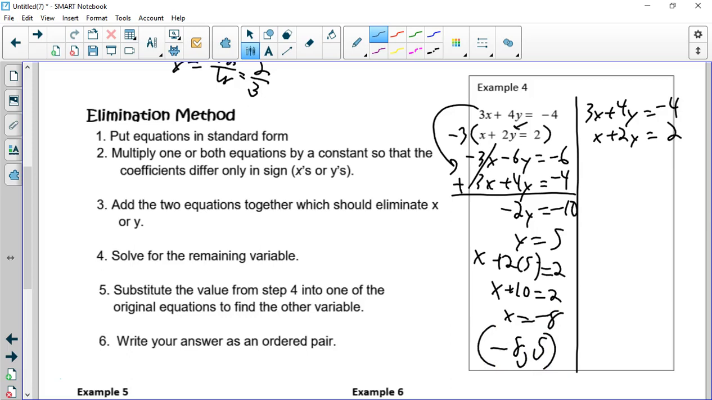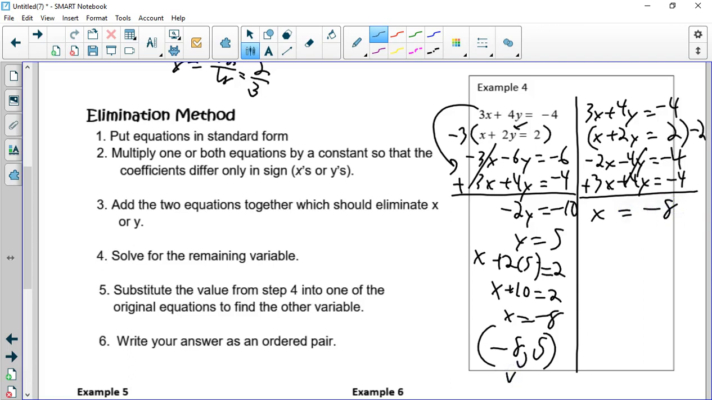But notice, 2 also goes into 4. So I could have multiplied this by negative 2. So it would have given me negative 2x minus 4y equals negative 4. If I bring the first one down, 3x plus 4y equals negative 4. Now I do addition. 3x minus 2x is easily just x. These cancel, and I get negative 8.